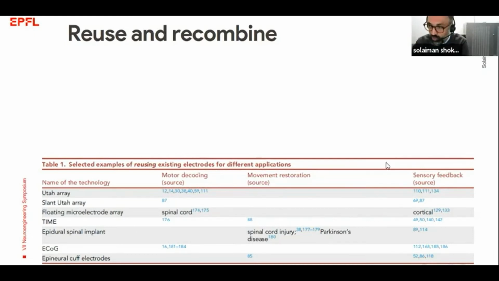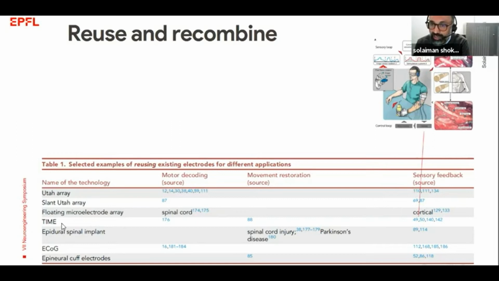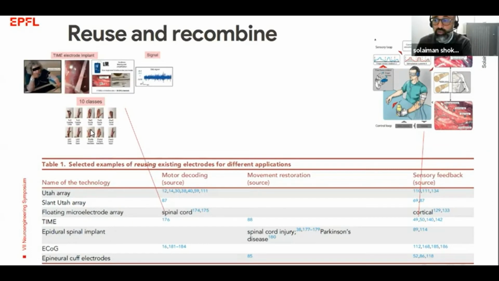I'm going to single out one example, which is the TIME electrodes, which I just showed you in the Raspopovic paper, where they were used for sensory feedback. So the TIME electrode was implanted in the nerve for the sensory feedback. But in another study, the same TIME electrodes were interfacing with the motor fascicles in the nerve, and they were used to decode hand movement. So in this case, they were not interfacing with the sensory fascicles, but with the motor ones, and they were used here to decode different hand movements.